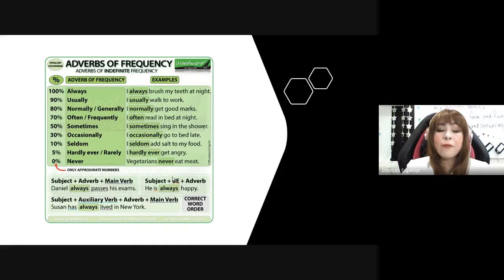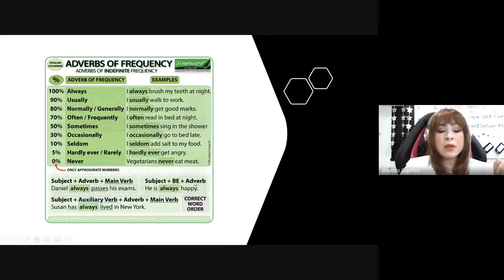So when we have verb be, it is first. So we have subject, verb be plus adverb. He is always happy. So with verb be, the position of the adverb changes to last. With the main verb, the position of the adverb goes first.